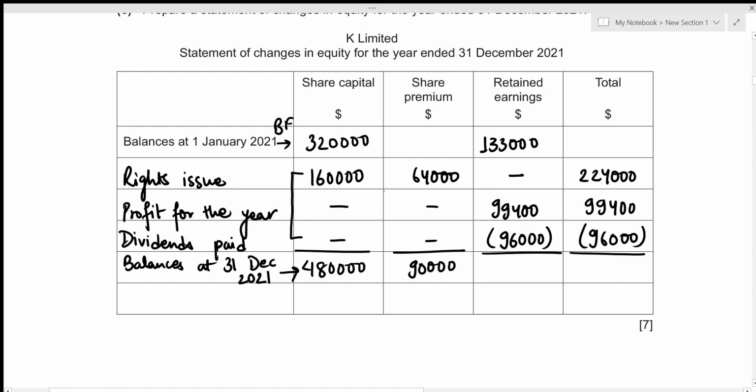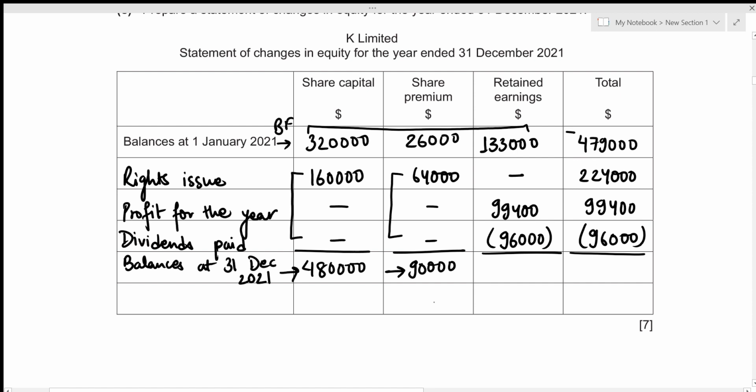We repeat the same process for share premium. Again, in this case, the opening balance acts as a balancing figure, and in order to figure out that particular value, we need to deduct these amounts from our total. In this case, that's 90,000 minus 64,000, which results in 26,000. Now let's figure out the total for our opening balances. That's just the sum of these three amounts. That's 320,000 plus 26,000 plus 133,000, which results in 479,000.